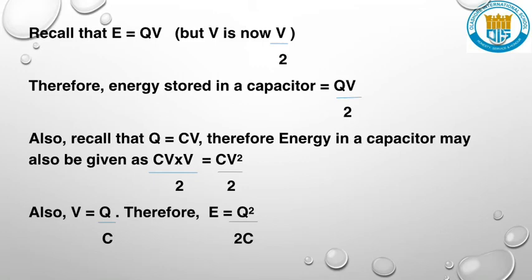So we have three formulas that we can use for energy stored in a capacitor. First one is QV over 2. Second one is CV squared over 2. And the third one is Q squared over 2C. Each of these formulas can be used depending on the data you have in the question.